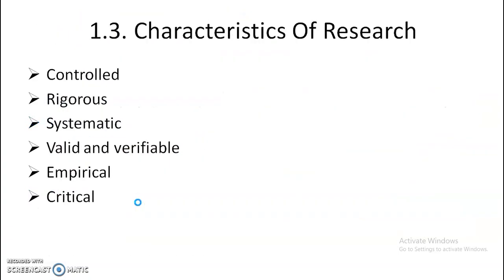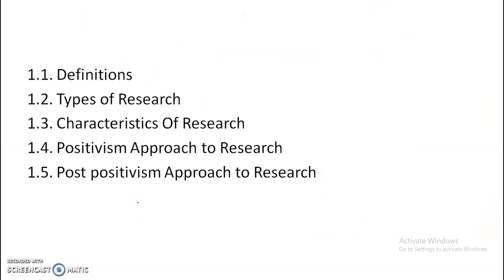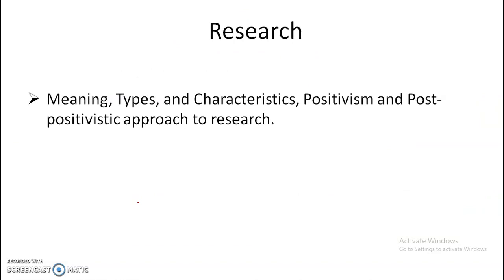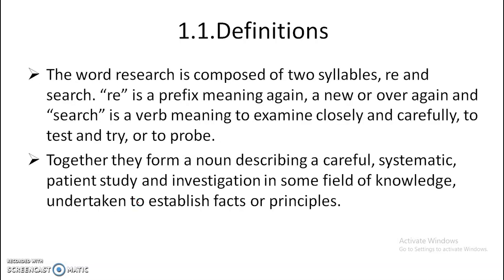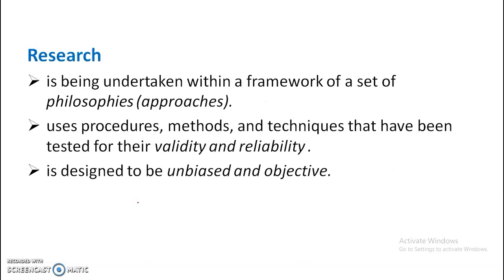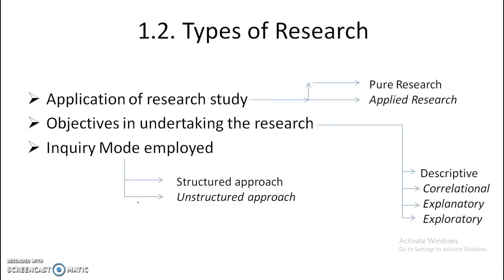So totally these are the complete topics of what we discussed under the topic of research: definitions, types of research, characteristics of research, positivism approach and post-positivism approach. Definition: re is nothing but doing again and again, and search means you have to find out until getting the perfect answer to your research problems. And the research must be in a very structured way.